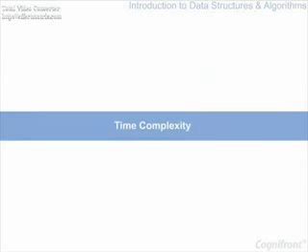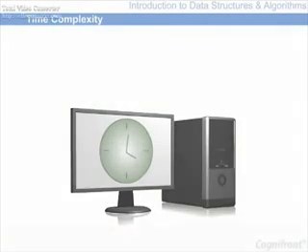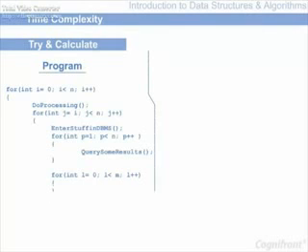Now let's see what is time complexity. The time complexity of a program is the amount of computer time it needs to execute. Let's try and calculate the time complexity. Consider the following program.